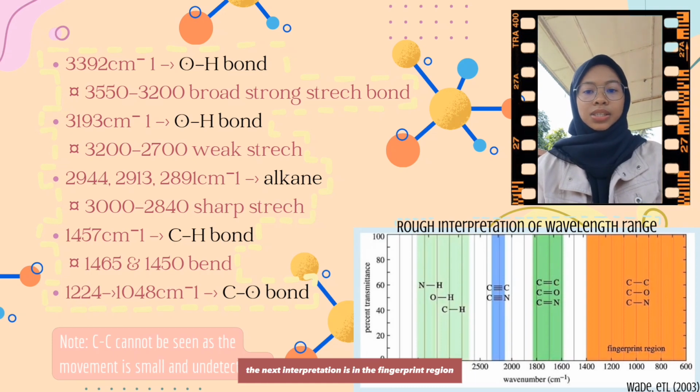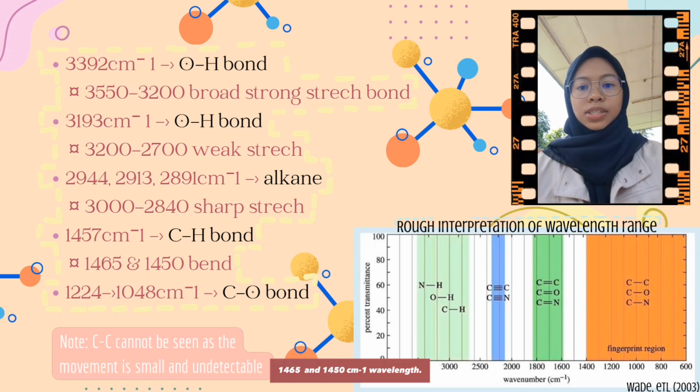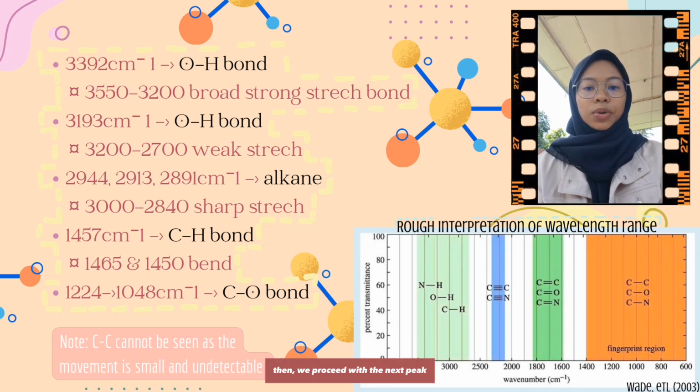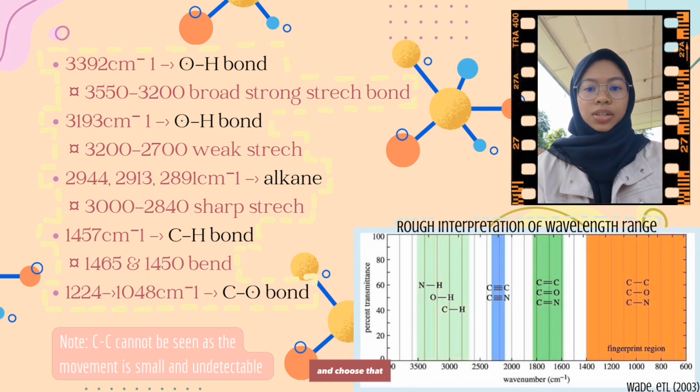The next interpretation is in the fingerprint region, where the peak is 1457 cm⁻¹. This wavenumber shows the bending of the CH bond in our glucose when we compare it to the 1465 and 1450 cm⁻¹ range. Then we proceed with the next peaks, which are 1224 to 1048 cm⁻¹. As we are already aware of our compound structure, we reject unrelated bonds and choose that all these wavenumbers represent C-O single bonds. All these bonds appear as strong stretching bonds.